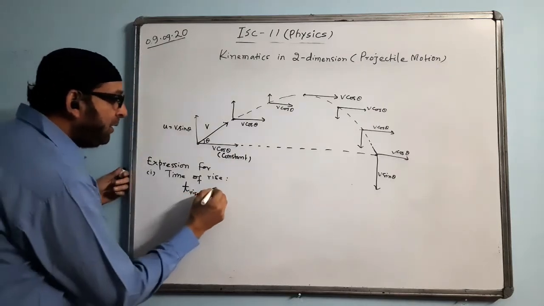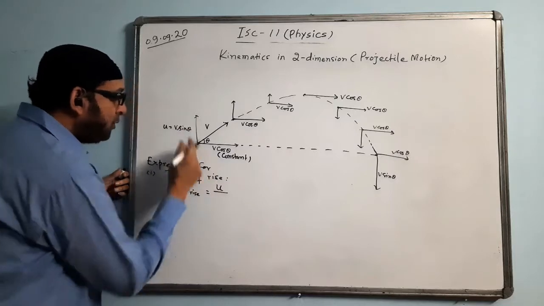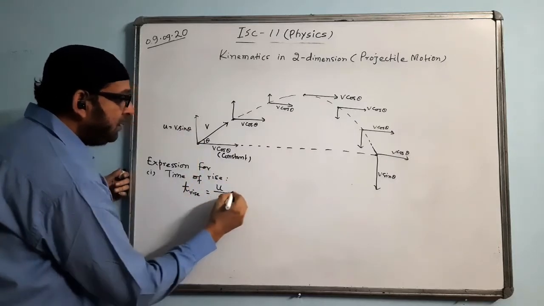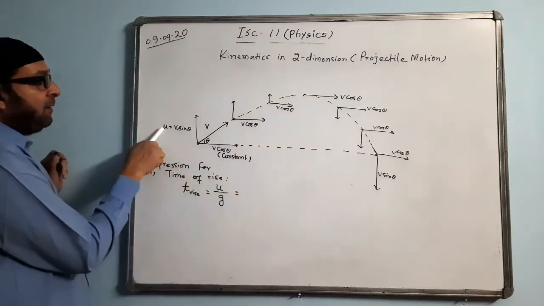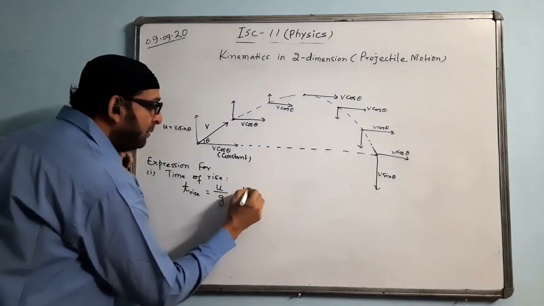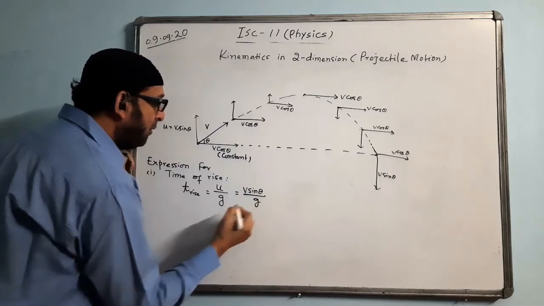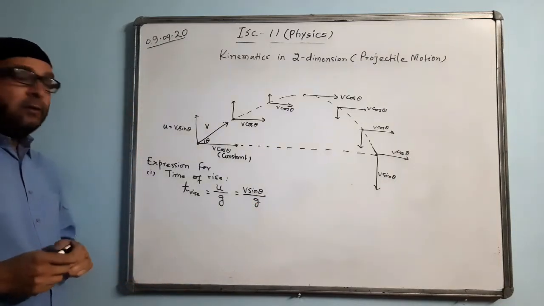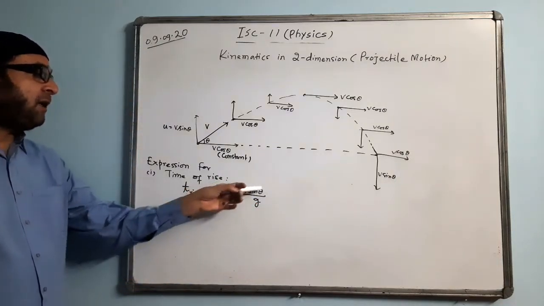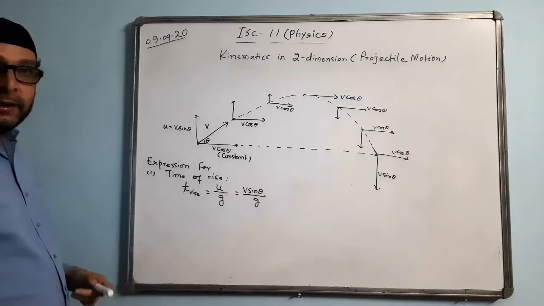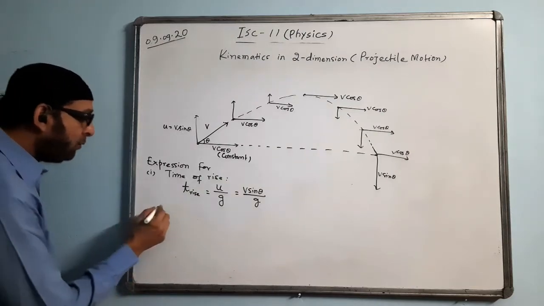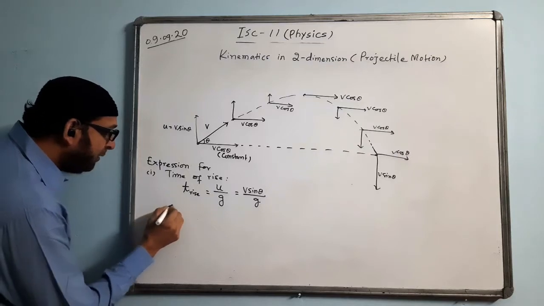I gave the formula already before. From the vertical motion formula, T rise is equal to u by g, and we'll put the value of u. The value of u is v sin theta. We'll write v sin theta, and g will remain the same. So in case of projectile motion, what is the formula of T rise? V sin theta by g. As simple as that.